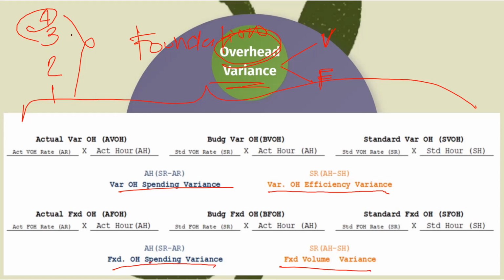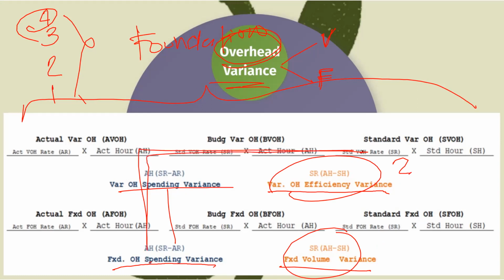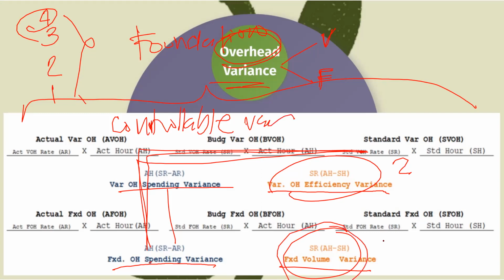What is our 3-way? Our 3-way is simply combine the two. Combine the spending variance, that's your first one. You have your efficiency variance, that's the second one. And you have your volume variance, that's the third one. That is already your 3-way analysis. Okay? How about the 2-way? The 2-way analysis is this 3. Combine these 3. What do you now call this? It's called your controllable variance. Okay? And your volume variance, that's the second one. That's why you have your 2-way.